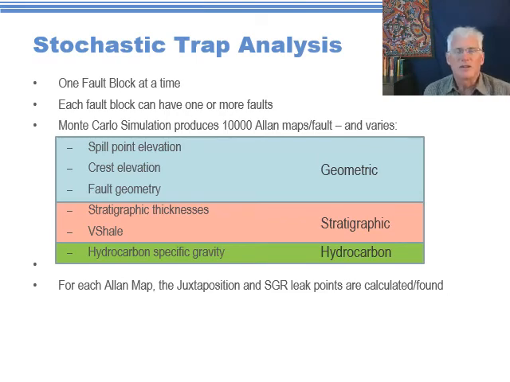So then the stochastic trap analysis, or the Monte Carlo procedure, goes ahead. And we do that one fault block at a time, so each block that's bounded by faults on the sides. Each fault block can have one or more faults, and each Monte Carlo simulation produces 10,000 Allen maps or fault profile diagrams. And these are the things that are varied: the geometric features, the stratigraphic features, and we also consider the hydrocarbon specific gravity so that we can make a shale gouge ratio calculation.